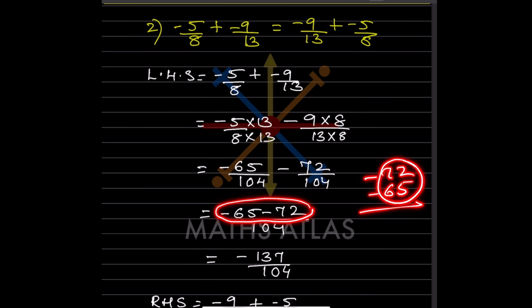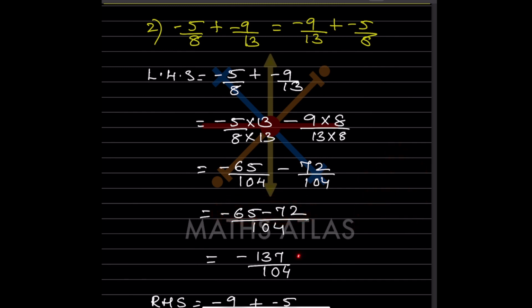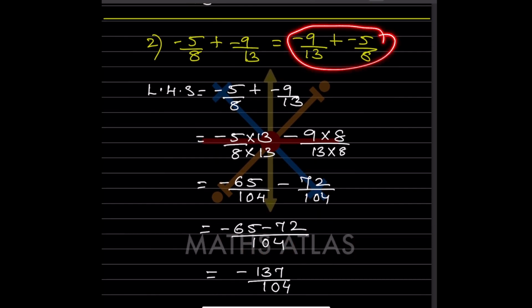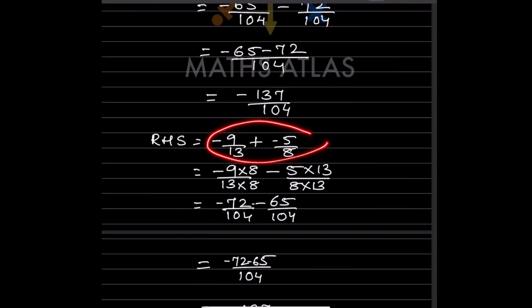Add the numbers, but put the negative sign. So this is going to be 137, but it will be negative 137 by 104. So the RHS is here. Again here, the LCM is going to be 104. So here will be 8 and here will be 13.